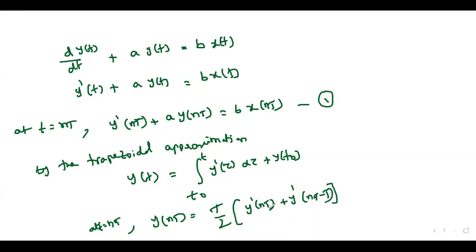Because we are taking the present value and past value difference, we need to take both and take the average, the t by 2. This is the y of nt, from this, including the initial value. Initial value is coming from y of nt minus t, the past value. Okay. Now, this trapezoidal approximation, I will substitute in the first equation.